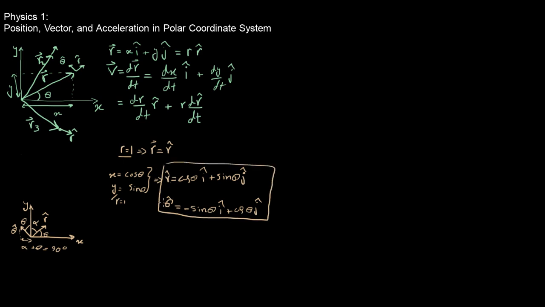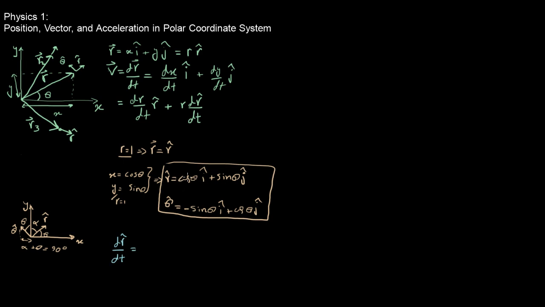If you memorize this, then you can always calculate v quite easily. Now, v is dr/dt r hat plus r dr hat/dt. So I need to calculate dr hat/dt, and that's equal to, let's take a derivative of that, knowing that theta is a function of time, just like r is a function of time, because the position changes, therefore r and theta both change as functions of time.